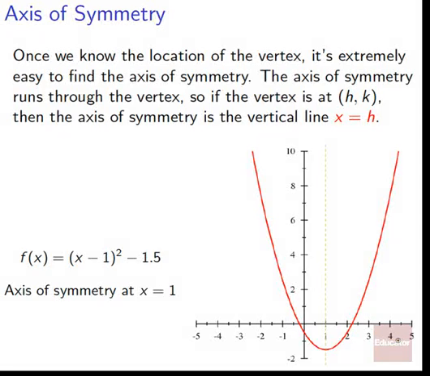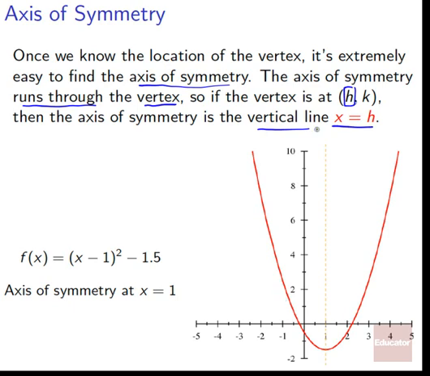Also, if we know the vertex, it's pretty easy to find the axis of symmetry, right? The axis of symmetry runs through the vertex. Since it has to go through the vertex, and the vertex is at a horizontal location of h, it's just going to wind up being a vertical line, x equals h.